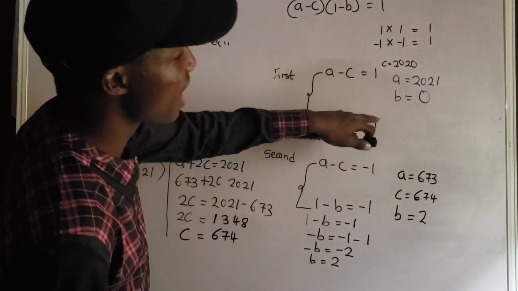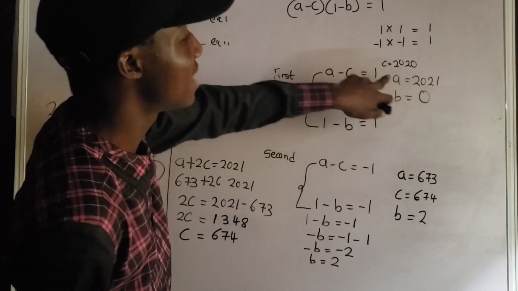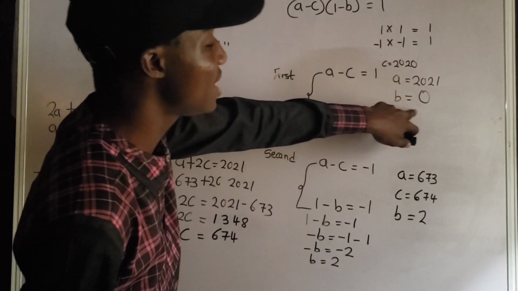For the first solution, we have a is equal to what? 2021, c is equal to 2020, and b is equal to 0.